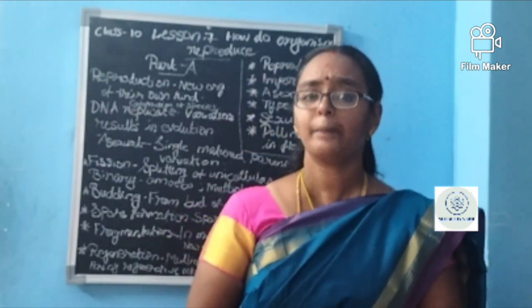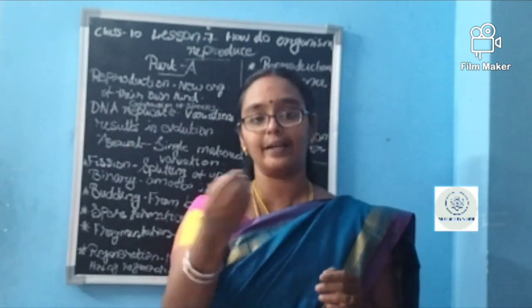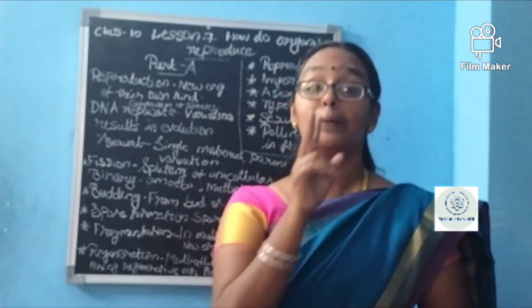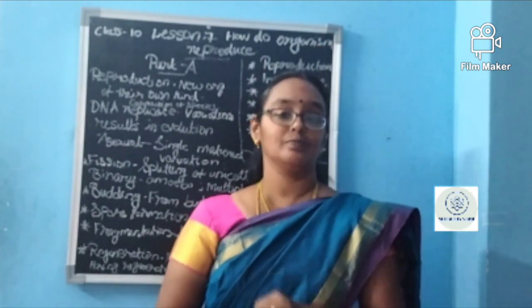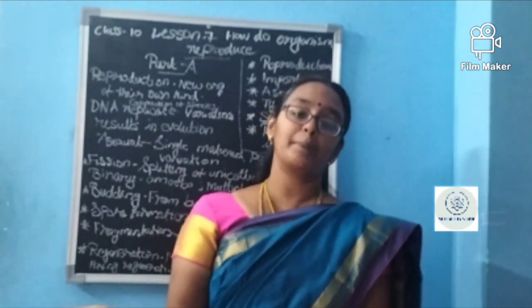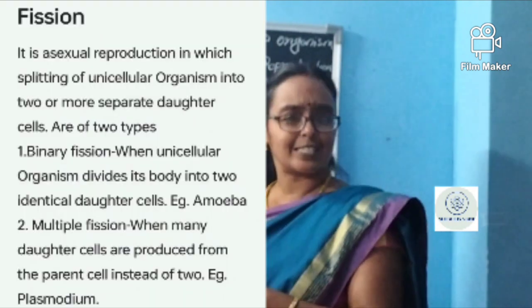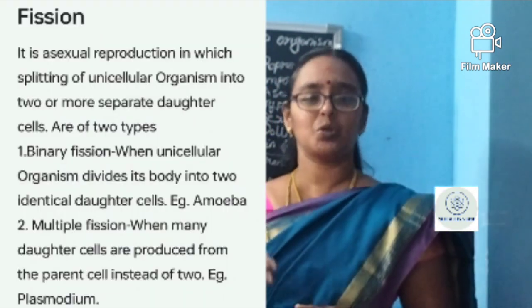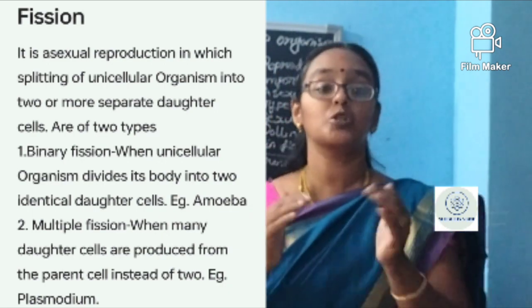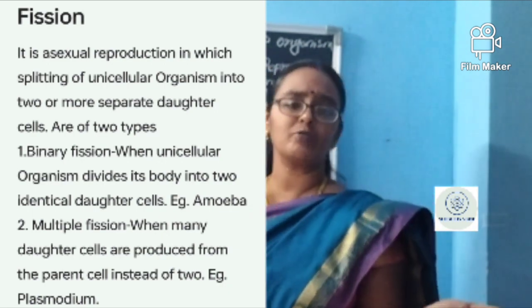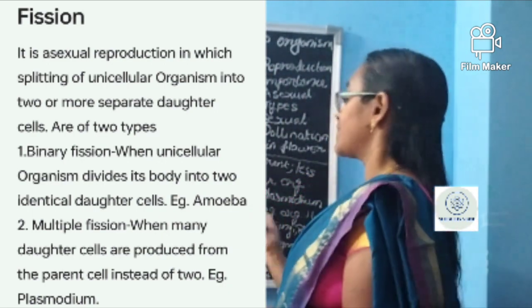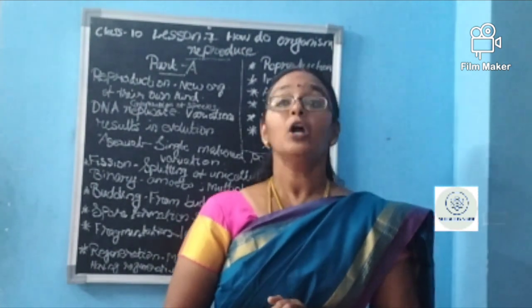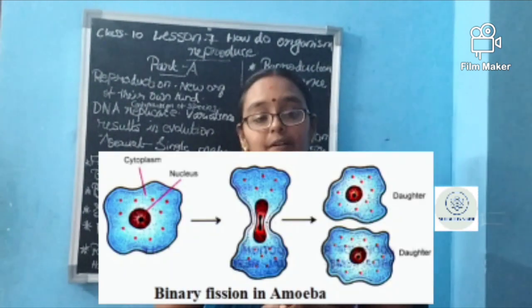What is the meaning of binary? By 2. It is not buying and giving. Bi means 2. 1 into 2 is what, ma? Binary fission. Just make the things easy so that it will be very quickly understood by you. Okay. 1 into 2 is what, ma? Binary fission. What is the example? Amoeba. Yeah, everything you have learned in smaller classes itself.